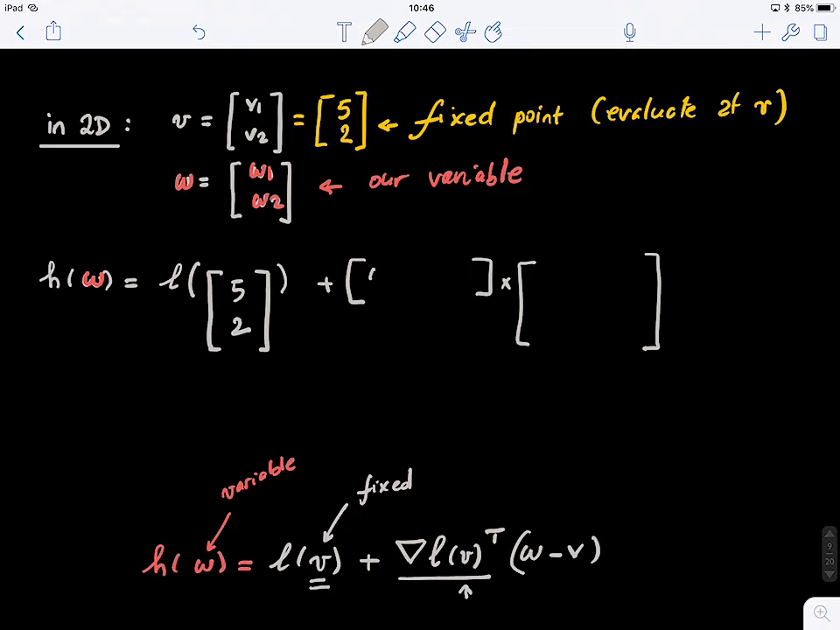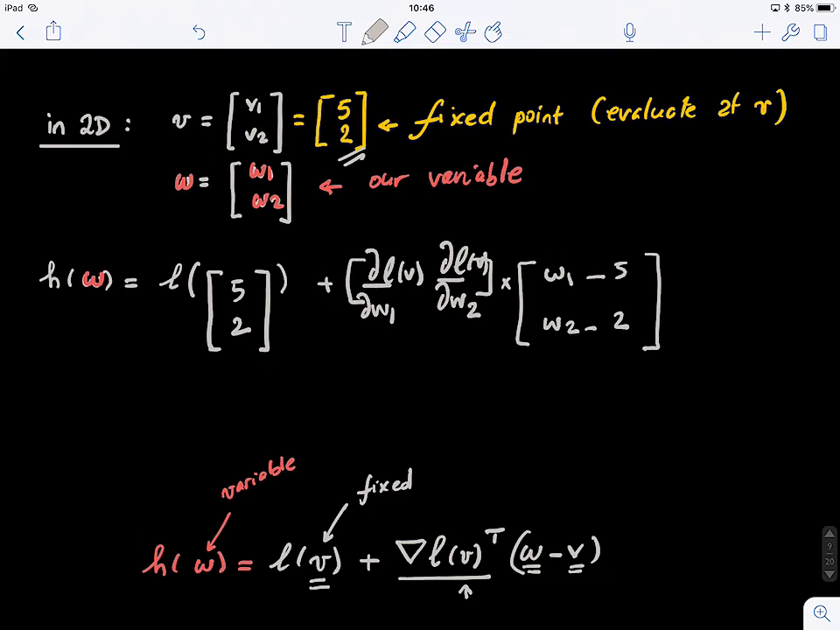Here you can just write down the derivative of L, put v, because we don't know what L looks like or what the exact formula is in this case, but this is the general form, okay? And the transpose is important because first we had a vertical vector, now we're transposing it, and this is a dot product, so now it's times W minus V. W minus V is just W1 minus 5 and W2 minus 2, in this case, because this is our point where we're making the measurement or the local approximation.